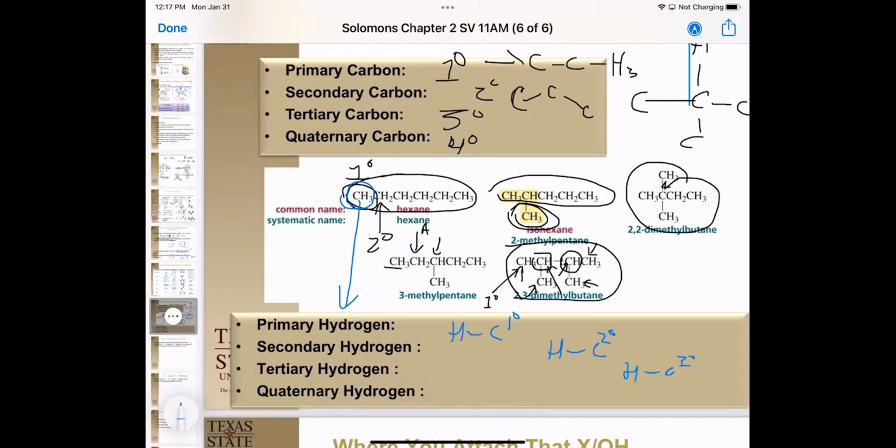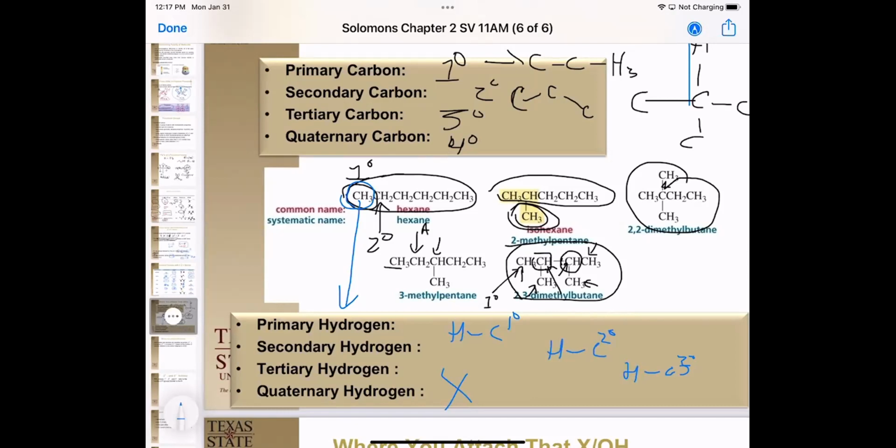Wait a minute. Can we have hydrogens attached to a quaternary carbon? No, because there's already 4 bonds. You can't have 5 bonds to carbon. So there are no quaternary hydrogens. There's only primary, secondary, and tertiary. In a tertiary, you have 1 hydrogen. You can only have 1 tertiary hydrogen. In secondary, you can have 2 secondary hydrogens. In primary, you can have 3 hydrogens. Okay, questions on that?